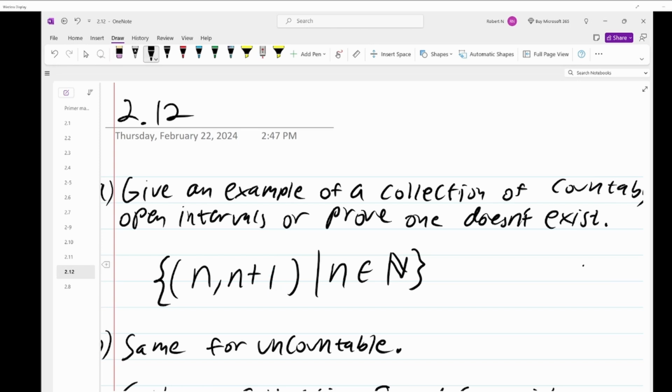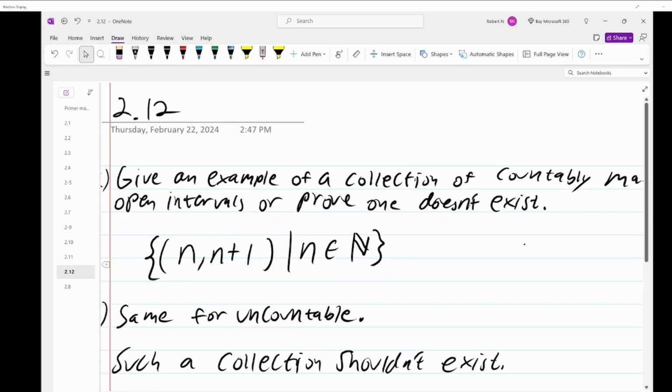Give an example of a collection of uncountably many disjoint open intervals, or prove that one does not exist. What do you think? So the first one is give an example of a collection of countably many disjoint open intervals, or prove one doesn't exist. Now we're asked to do the same thing, but replace countably with uncountably. In my mind, this is my musing, such a collection shouldn't exist. That's what I think. I do, in fact, prove this. What is your initial reaction? Do you think such a thing should exist, or it shouldn't?